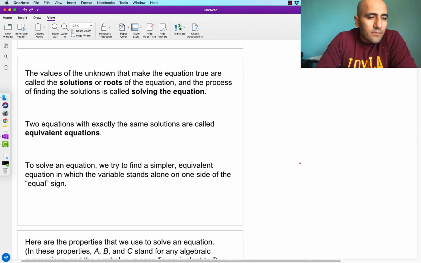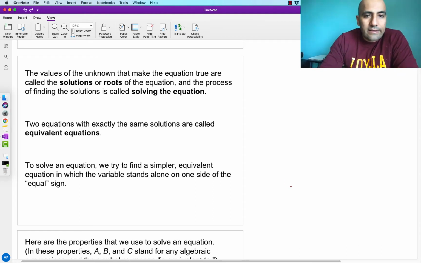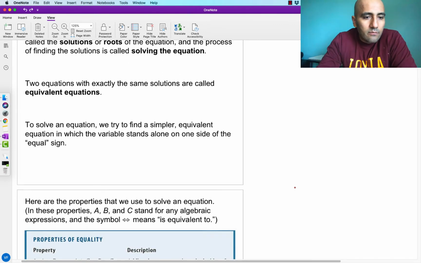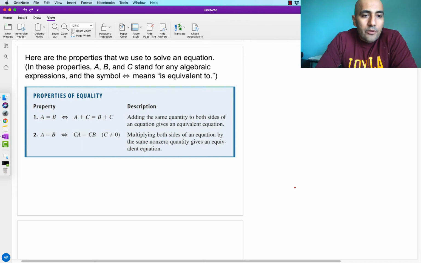Okay, obviously. Two equations with exactly the same solutions are called equivalent equations. And to solve an equation, we try to find simpler equivalent equations in which the variable stands alone on one side of the equation. Okay, so pretty obvious things. So, some basic properties that we get to use when we're trying to solve equations. I'm sure we've used these a lot, so you should be comfortable with this.